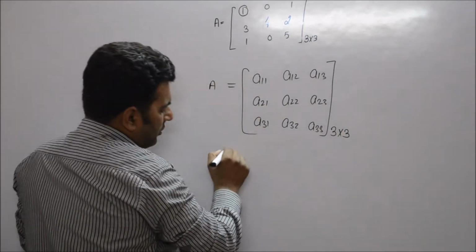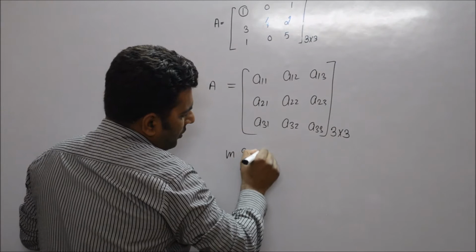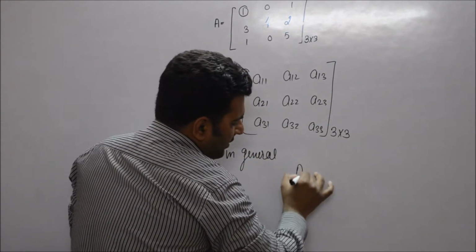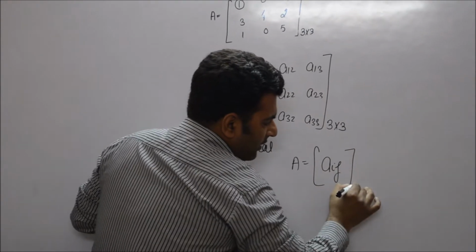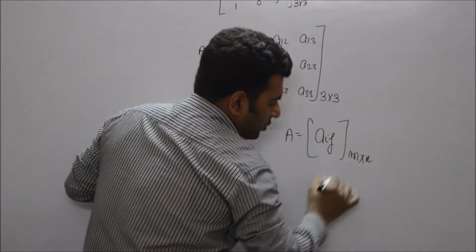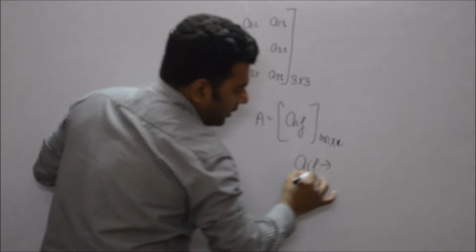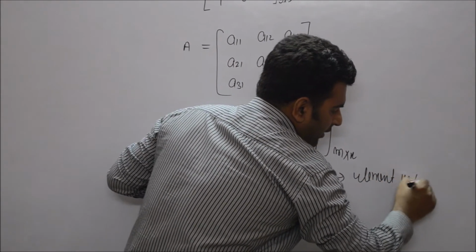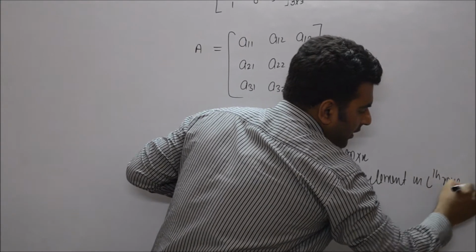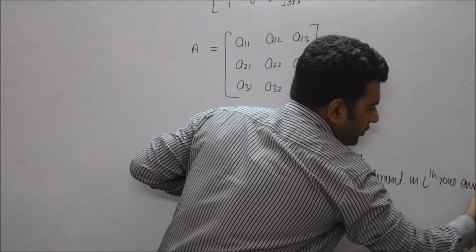In general, if we denote a matrix, then matrix is denoted in this way. This is general element and this is the order of matrix. So Aij is what? Aij is the element in ith row and jth column.